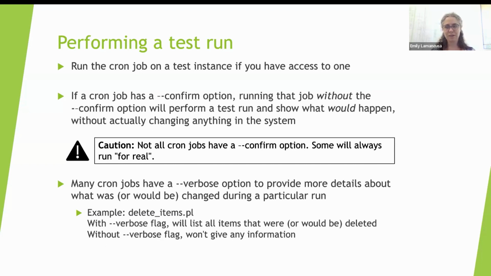If you run the delete items cron without the verbose option, it basically won't give you any information. It will just run and then say, done, finished. And it won't tell you which items it actually deleted. So the verbose option is probably something you will want to turn on if you're doing a test run. And it's useful to have on for the real runs too, because then you can go back and double check what your cron did.